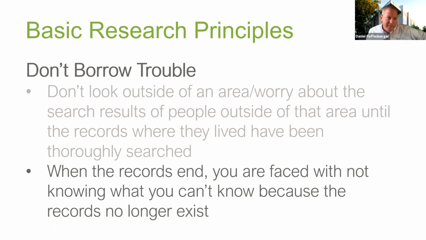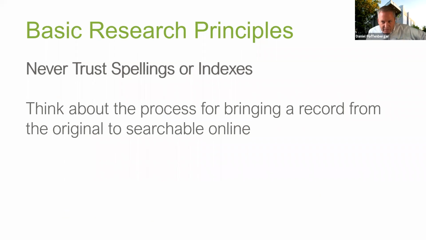Okay, the next one. Never trust spellings or indexes. And I can't stress this enough. If your name was Poffenberger, it would be obvious, right? I mean, my daughter was sitting at school in high school one time, and she's sitting with her friends, and she passed around a napkin and said, hey, I want you all to write down how you know my last name. How do you spell my last name? And she came back with 3 different spellings.